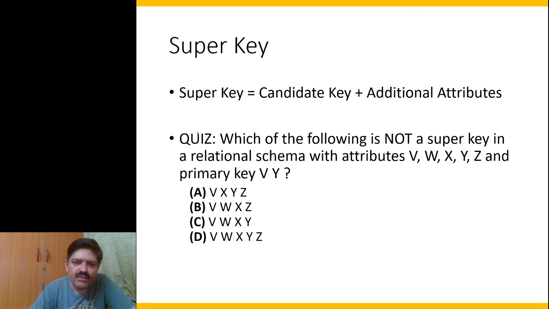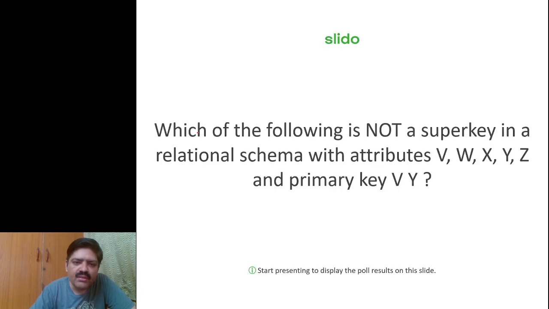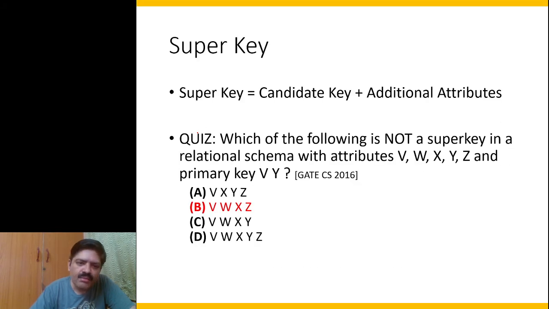So here is a question for you. Which of the following is not a super key in a relational schema with attributes V, W, X, Y, Z, and primary key VY? So the primary key is given to you as VY. So a super key should have VY and some additional attributes. So wherever you see VY with some additional attributes, that's a super key. So which of these is not a super key? Well, option B is not the super key because we miss the prime attribute Y there.